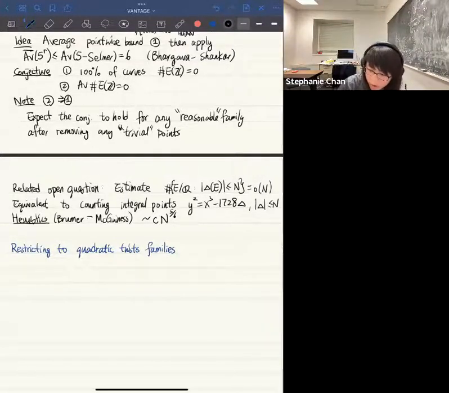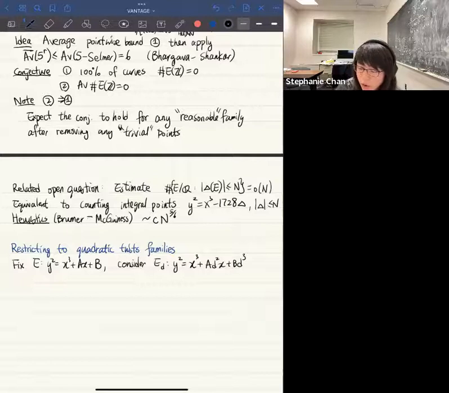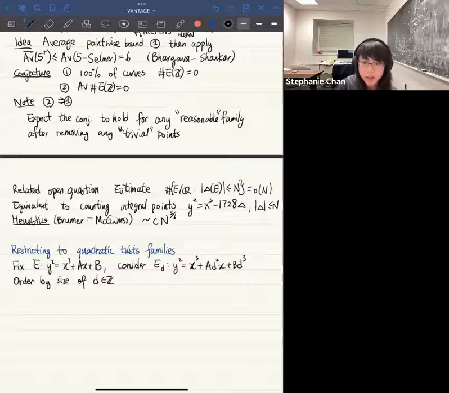Okay, so we might fix one elliptic curve now, with the coefficients a and b. And then we consider the quadratic twists, I'll just write E sub d: y squared equals x cubed plus a d squared x plus b d cubed. Now ordering by height is the same as ordering by the size of d. It's also the same as ordering by discriminants in this family. So let's order naturally by d, which we can assume to be an integer and positive.